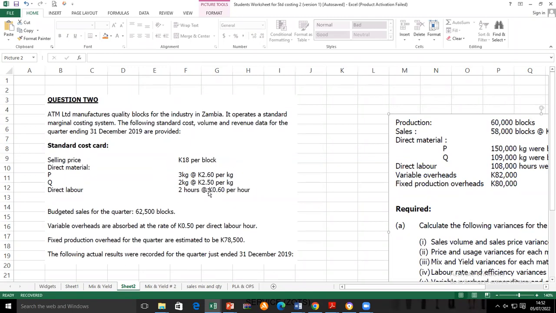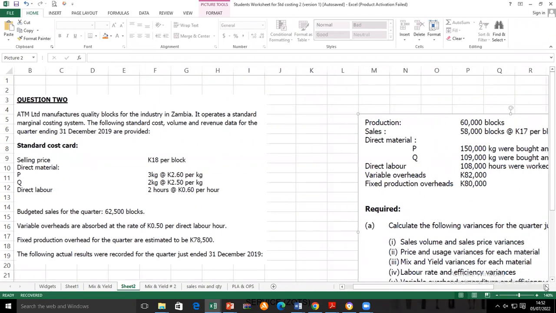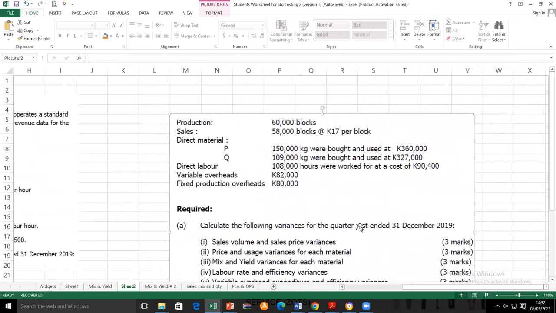Already we can see that your standard cost card is not completed. They haven't put the totals, so you need to put in the totals. So the question here is, do you know how to prepare a standard cost card? Then from there, you've got the actuals now: production, sales, materials, direct labor, variable overhead and fixed overhead. So it's a very nice question.